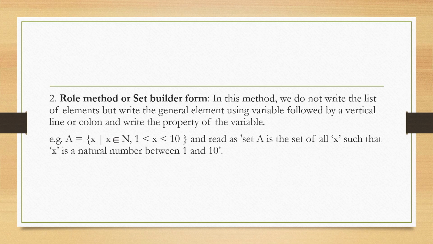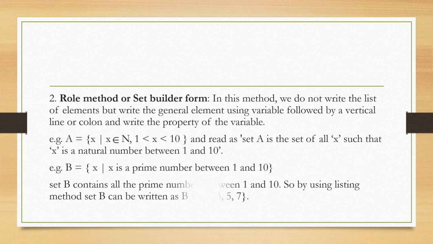It means in this set we have to use some conditions. As you can see here, the first condition is that x is a natural number, and the second condition is that it is between 1 and 10. Next example, B is equal to curly bracket open x such that x is a prime number between 1 and 10. It means we have to write the prime numbers between 1 and 10. Set B contains all the prime numbers between 1 and 10.